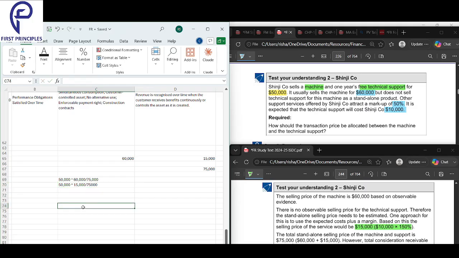Okay, this is how we have made the split: 50,000 into 60 by 75, 50,000 into 15 by 75. So we have made the split. In both cases there has been a split.